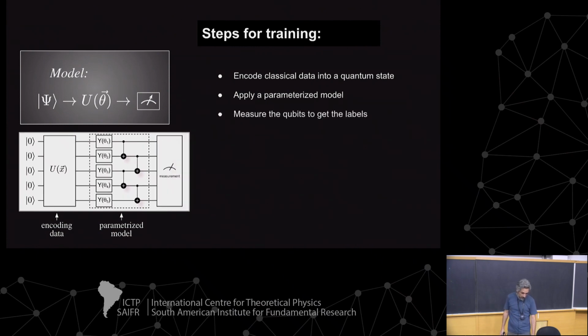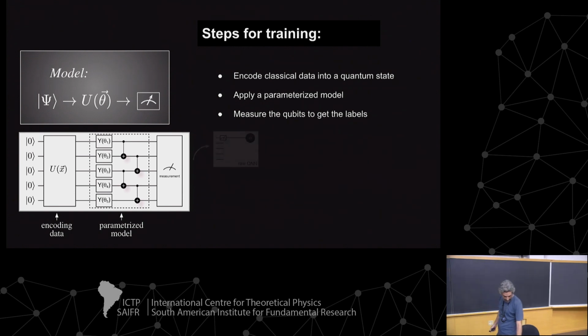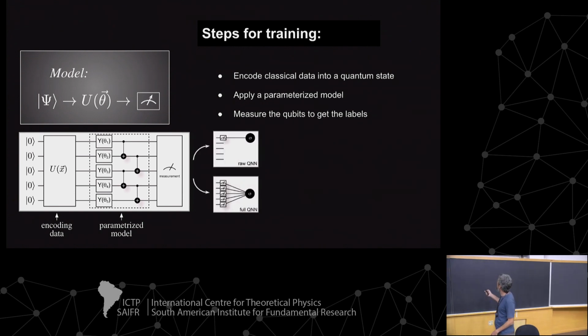And the third one is to measure the qubits to get the labels. Also, there are different strategies. You can measure, for example, just the first qubit, or you can measure all your qubits. This is called an M strategy, and this is a full measure, full strategy. And also, you can try and check what's the best situation.